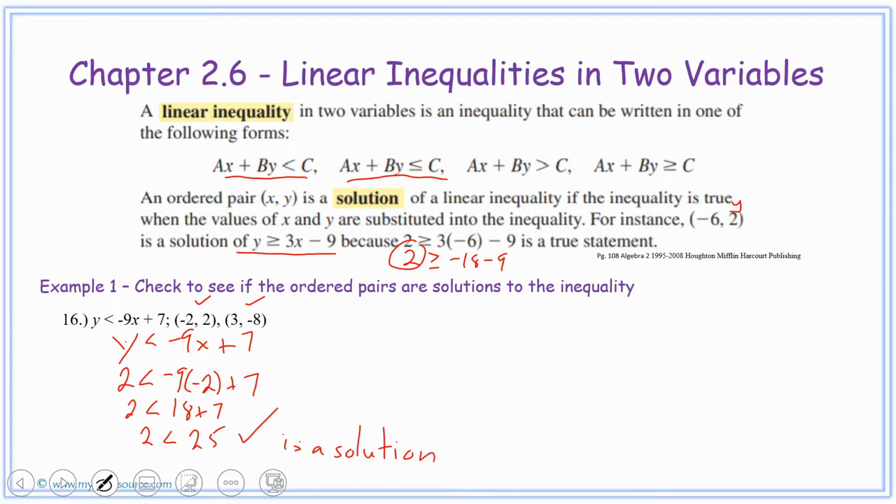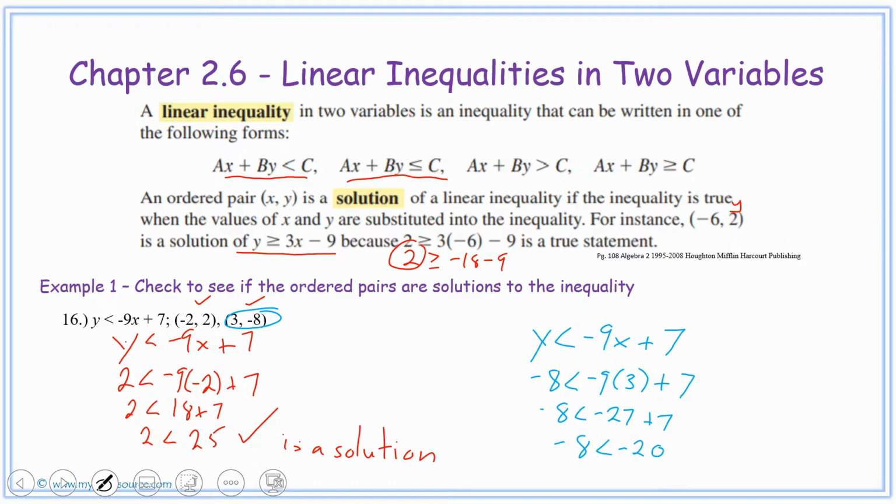All right, let's try the other one. And if we change it to blue, we could do the same thing. We have y is strictly less than negative 9x plus 7. And we're going to use this one now here. So we have negative 8 for our y is less than negative 9 times 3 plus 7. So negative 8 is still on the left side of the inequality. Negative 9 times 3 is going to give us negative 27 plus 7. And negative 8 is strictly less than negative 27 plus 7. Well, that plus 7 is going to give us negative 20. So is negative 8 less than negative 20?